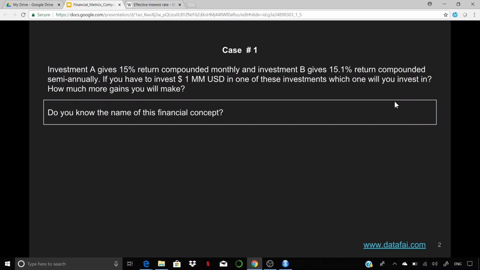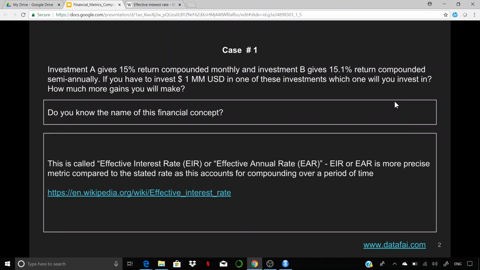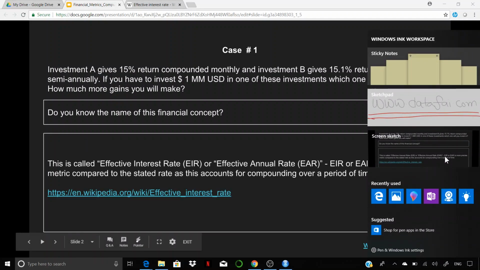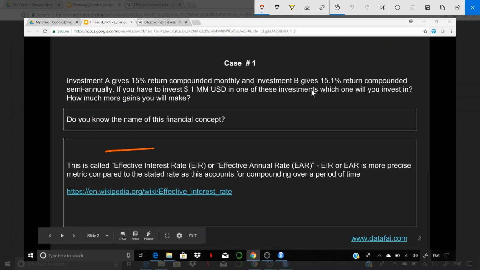Can you name the concept, or can you think about what exactly we are talking about? This is nothing but what we call the effective interest rate, right? And there's a link that I have in the presentation that you can click on, and in fact I will take you there. It's called effective interest rate or effective annual rate, right? And the main motivation behind that is that it factors in the compounding period, or how fast you're compounding. Based on that, your actual return will be higher or lower than the nominal. Nominal is nothing but what is stated. So in this case, the stated return is 15, but the actual return will be higher than or equal to this amount, depending on how the compounding is really happening, right?